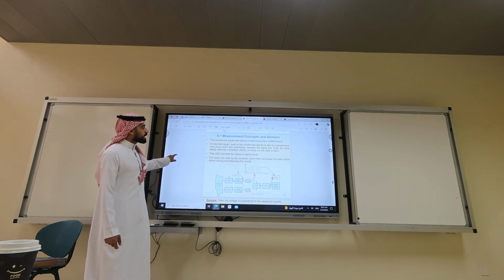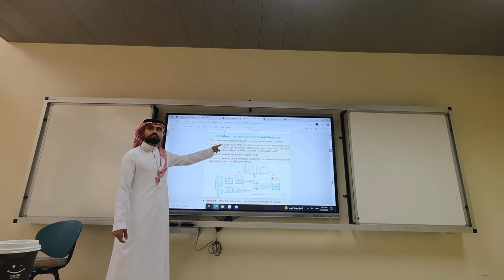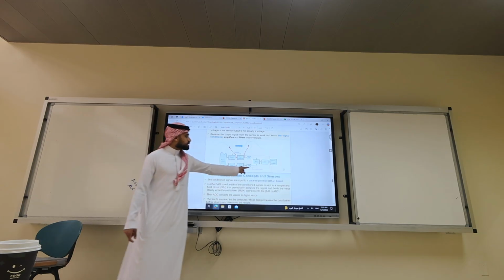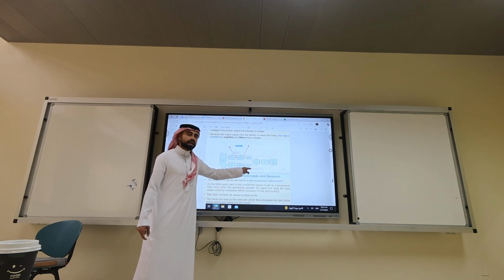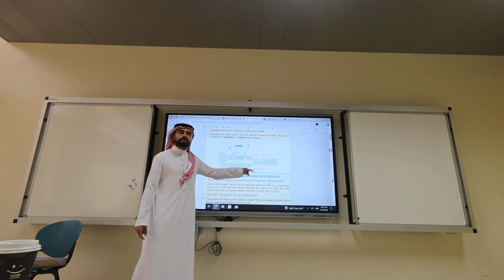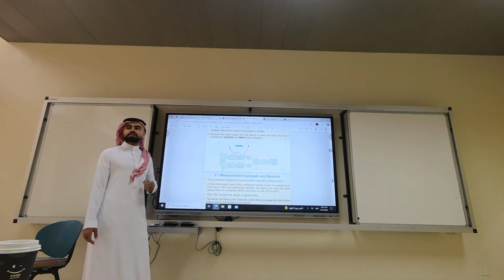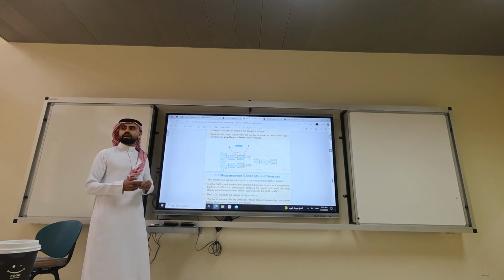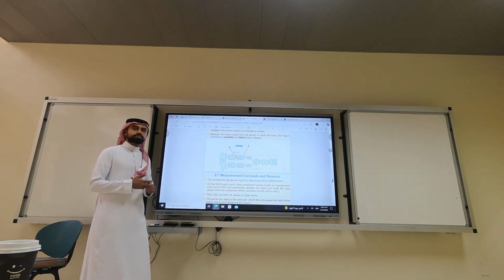What is the next block? DAQ. You will see this in industry. What is DAQ? Data acquisition systems. D from data, acquisition is AQ. Okay? One of the examples of DAQ systems is LabVIEW. Are you familiar with LabVIEW? Are you familiar with Simulink?